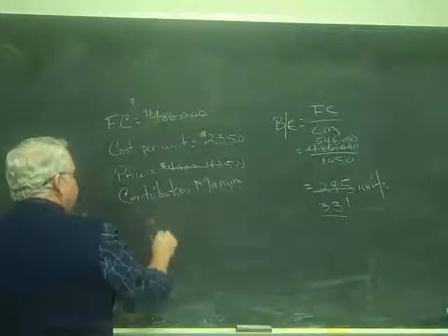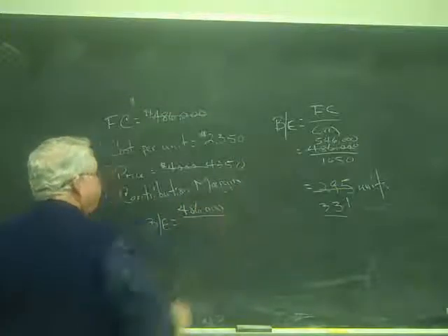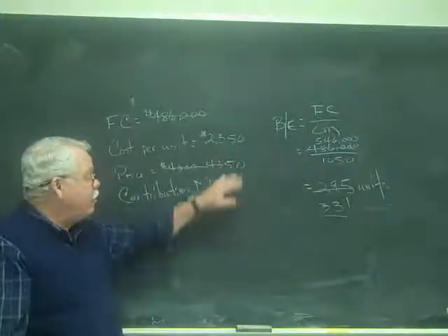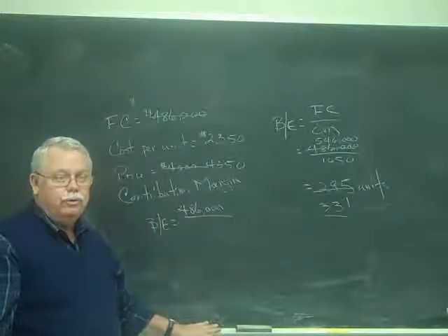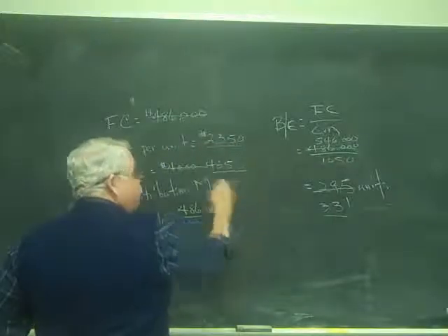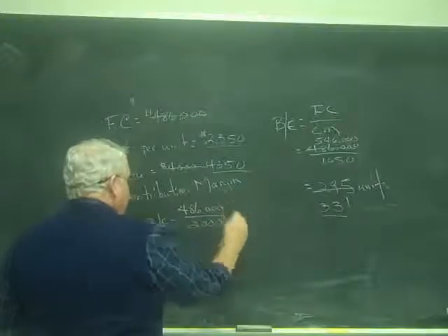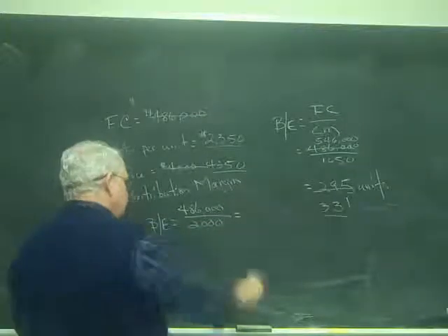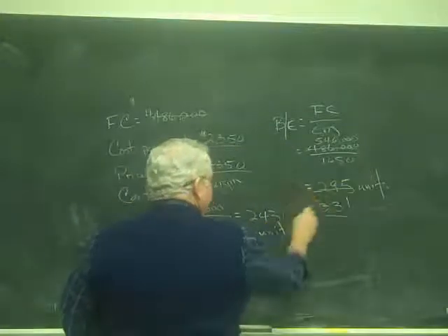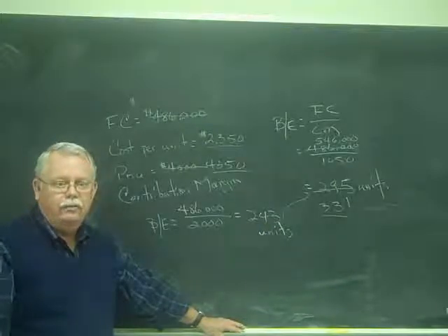So what's my new break-even? 486 divided by, what's my new contribution margin? 43.50. No, that's my price. What's my margin? 2,000. Remember, it cost me $2,350. I sell it for $4,350. Price minus variable cost, 2,000. So, what did that do to my break-even? 243 units from 295. That's what I would have to have.